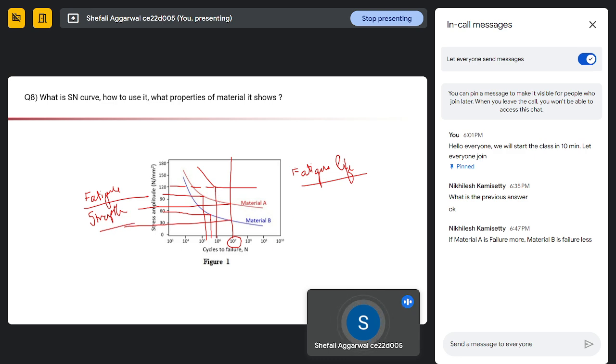And if we see, material A will have a higher fatigue strength even at the lower cycle, before failure, as compared to material B. Okay, so these are the different kinds of properties of a material we can get from our S-N curve.